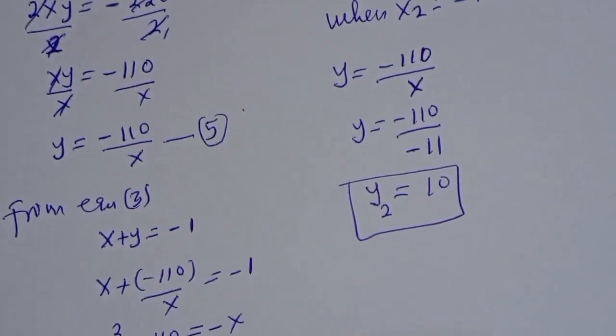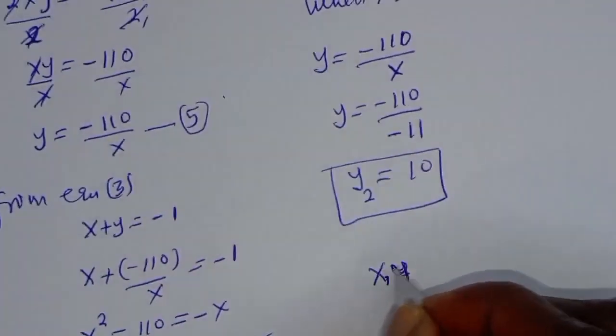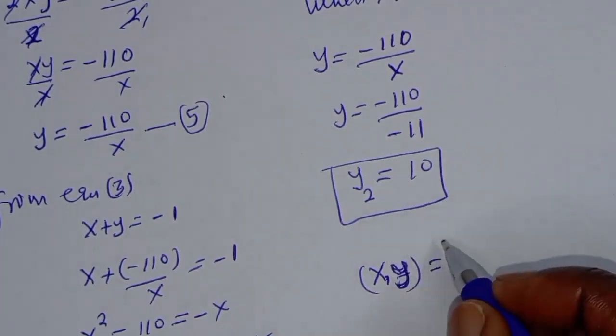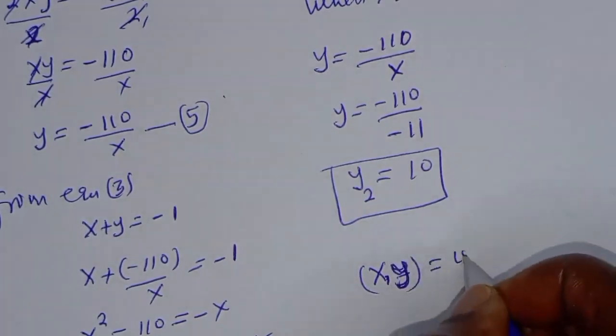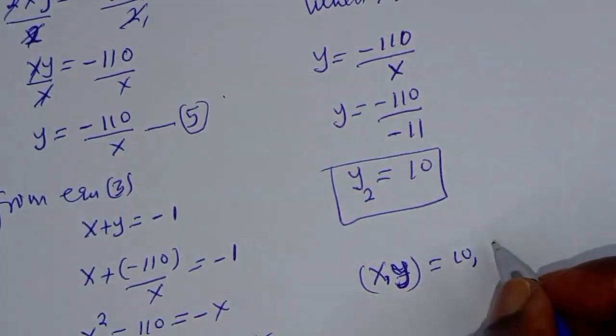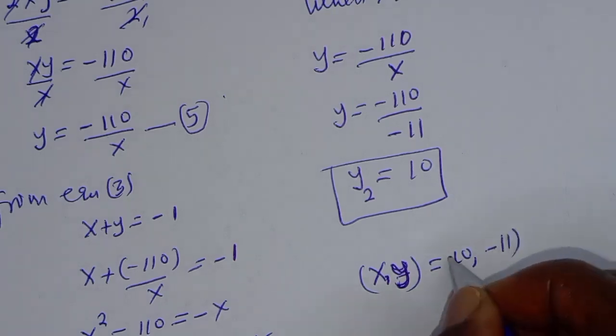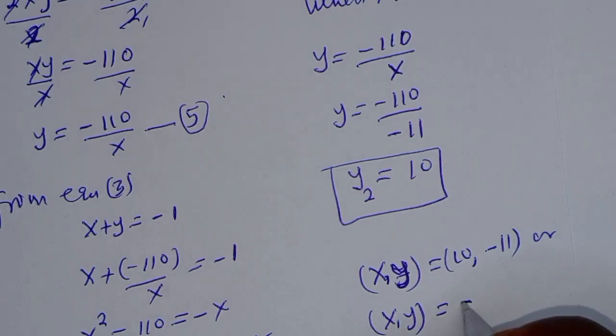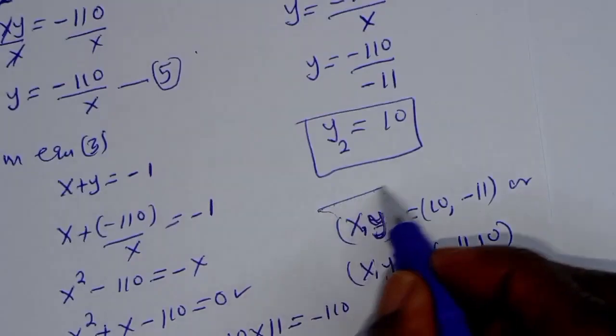Therefore, our final answers are x, y is equal to 10, minus 11, or x, y is equal to minus 11, 10. This is the final answer.